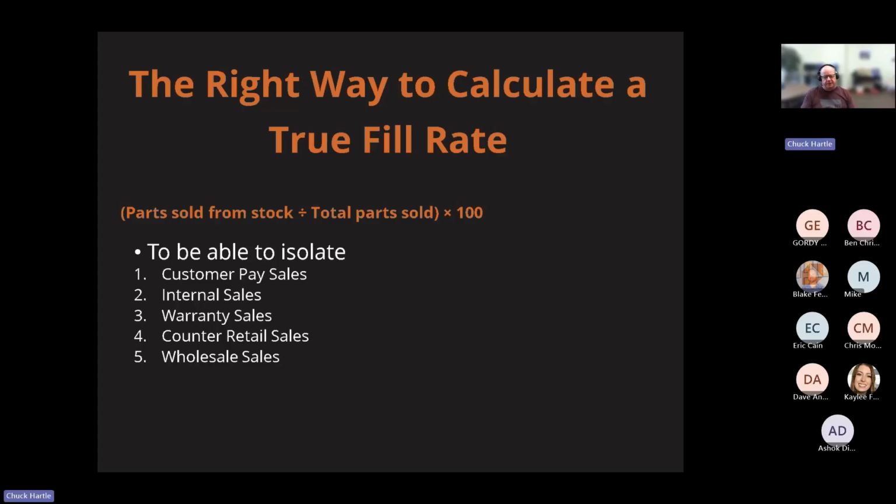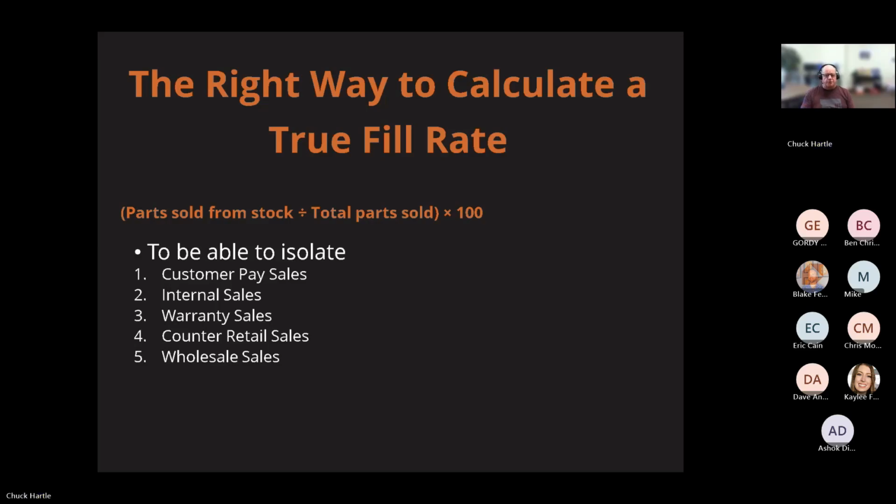Now we get to internal sales. A lot of internal sales are done with new car accessories or reconning cars or whatnot. I would tend to think that all of a sudden the fill rate now falls back into probably an average, 60 to 70%. Now comes the kicker, warranty sales. If you have a fill rate on warranty parts of 25 to 30%, you're doing a great job.